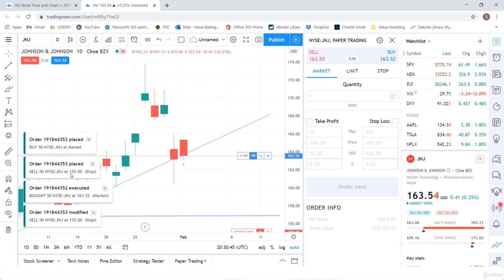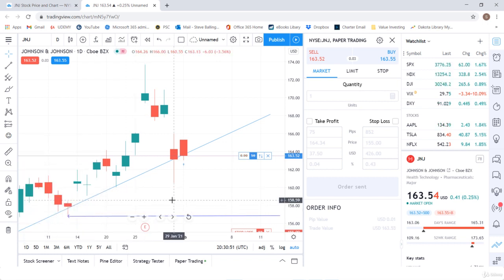You can see on the side here that the orders are placed. You can see it was bought, and all these different types of orders are executed and modified. See, there's a stop there and a market order, and so that would be executed. In the real world, this is all executed very quickly. Because it's paper trading, it's no real money at risk.